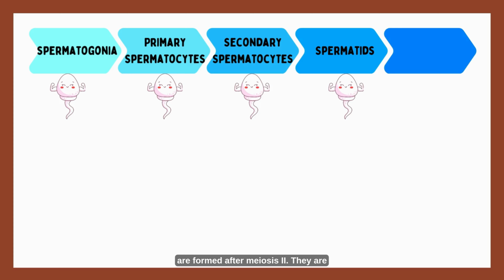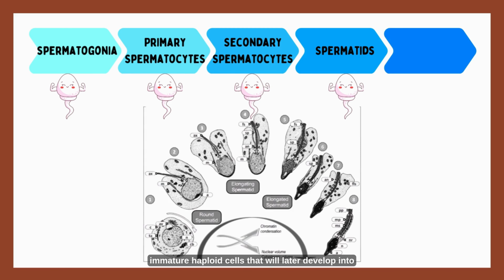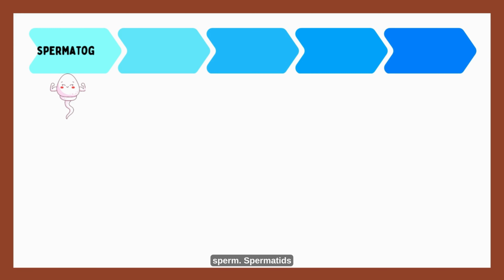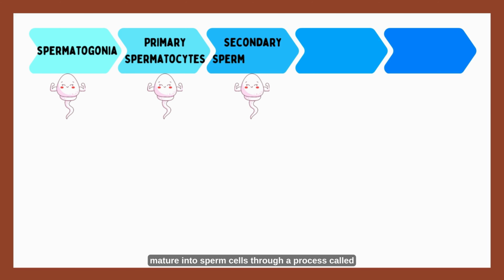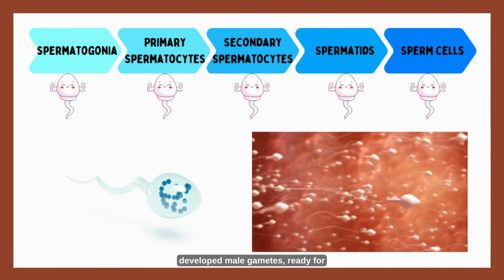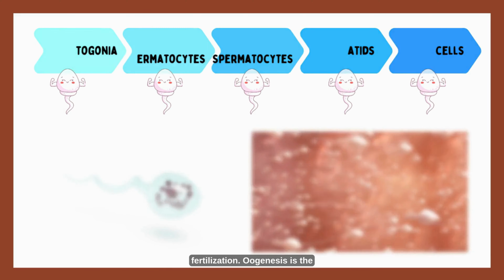Spermatids are formed after meiosis II. They are immature haploid cells that will later develop into sperm. Spermatids mature into sperm cells through a process called spermiogenesis. These are the fully developed male gametes, ready for fertilization.